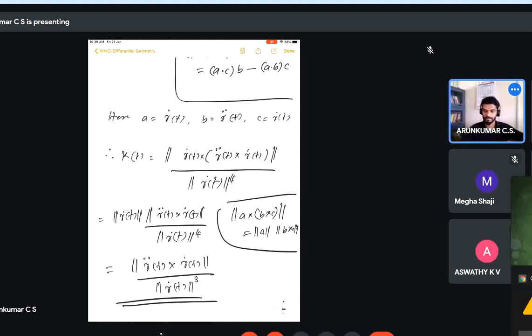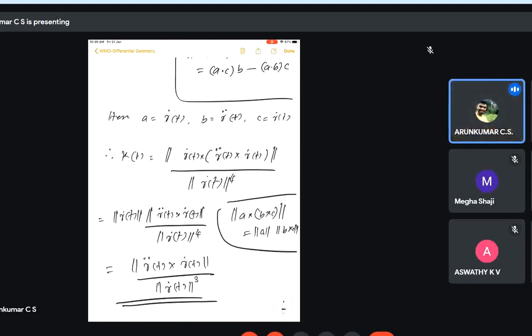Any questions? So this is our formula. The point is, if you have a unit speed curve, its curvature is simply the norm of its second derivative. Whereas if you have a regular curve, you should calculate its curvature by this formula.